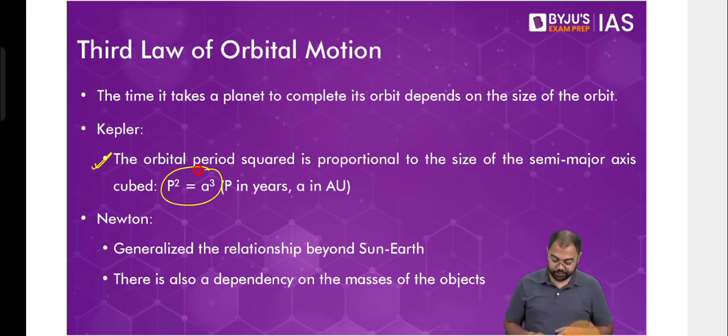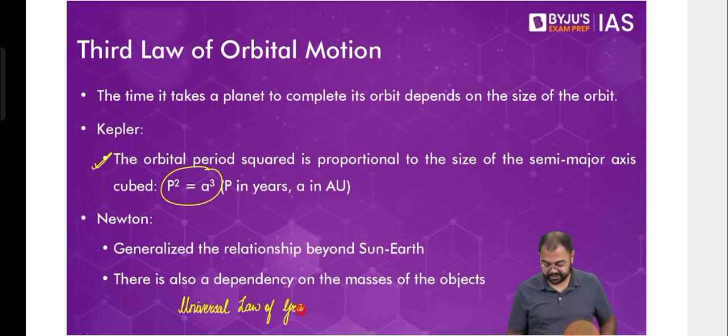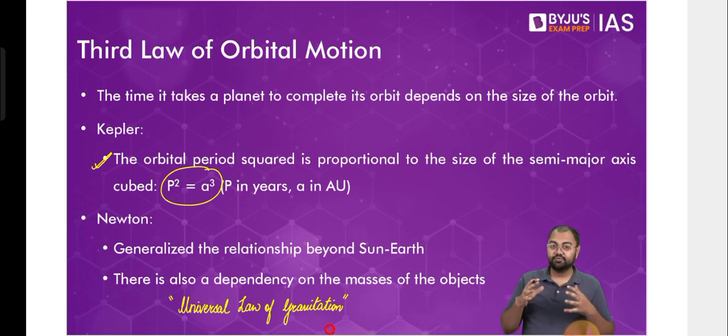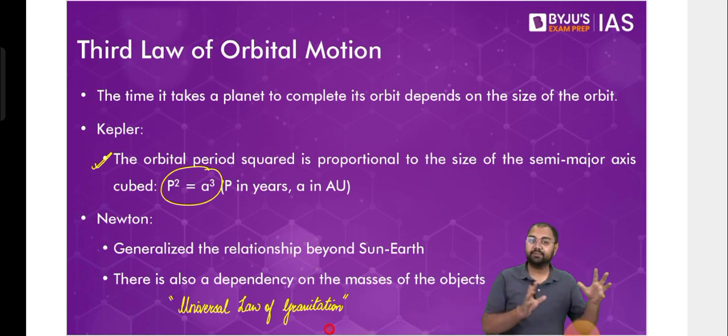But then came Newton, and Newton gave something called the universal law of gravitation. After the universal law of gravitation was given, we knew that gravitation exists between any 2 bodies in the universe which have mass. So all these 3 laws, which were only applicable on planets, can now be applied to any 2-body system where one body is revolving around the other. Wherever you have something like this, these 3 laws will be applicable.